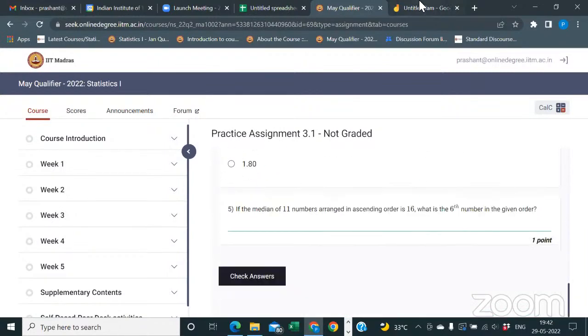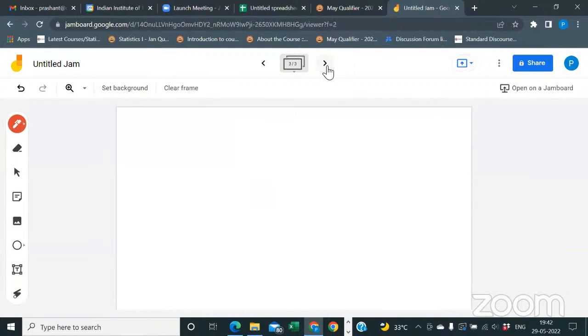Okay, can you tell me the question? Yes, sir. The 5-number summary of 99 observations of a numerical variable is 25, 35, 47, 56, and 78. These are the 5-number summary. What is the question?